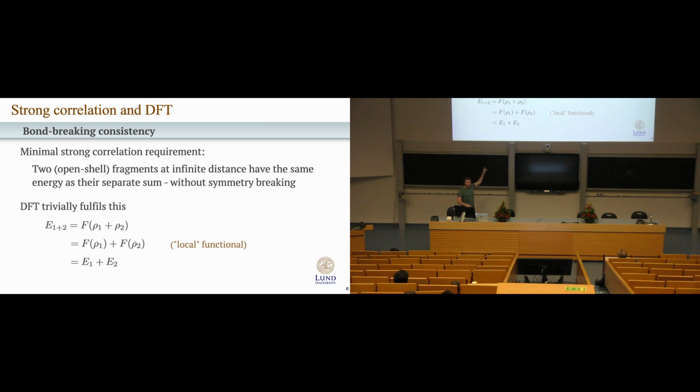Energy of 1 and 2 at infinite distance is, by definition, the function of the density. It's not fully trivial, but the density will be the density of each subsystem separately. And then if your functional is reasonably local, meaning that 2 densities at infinite distance don't interact, then you will get that it's just the sum of the two functionals, and that's just E1 plus E2. And of course, we know that we're actually using very local functionals, because we're using typically LDA and GGA, so we definitely fulfill this. So DFT should break bonds, no problem.